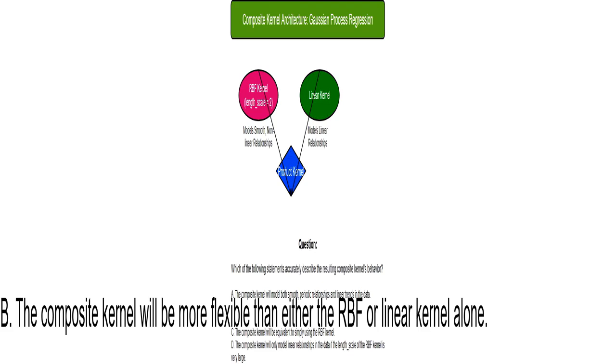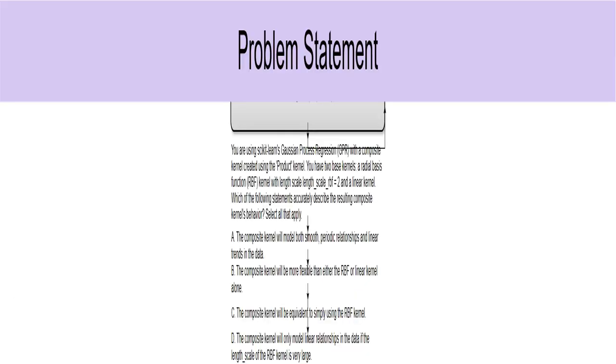Let's see. This option proposes that combining the kernels increases the model's ability to fit various kinds of data. This is what I'm hoping is true. I'll determine whether combining these kernels grants additional power. I'm asking you to analyze how combining an RBF kernel, modeling smooth, nonlinear relationships, and a linear kernel, modeling linear relationships, using a product kernel affects the overall model's ability to capture different patterns in data.